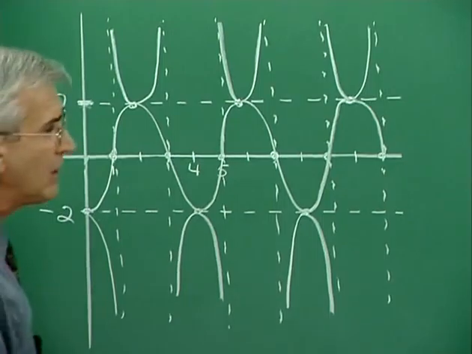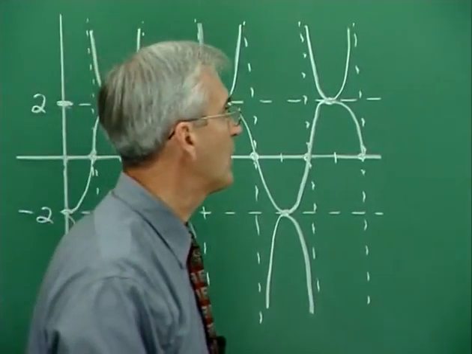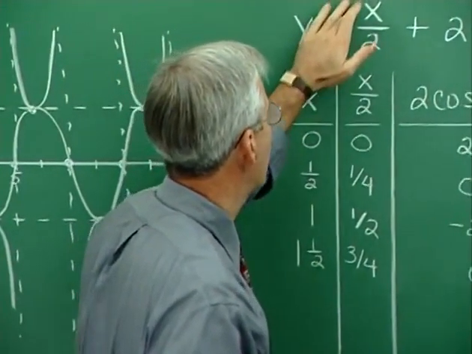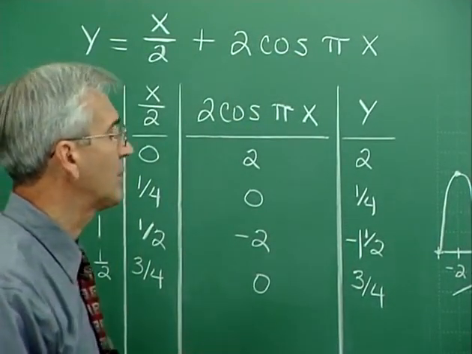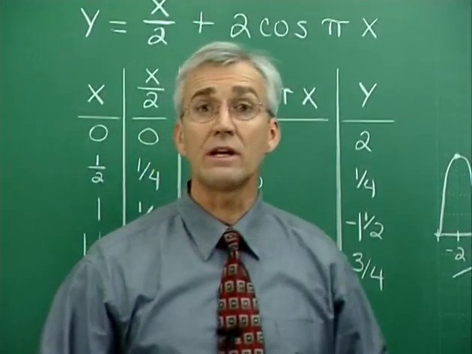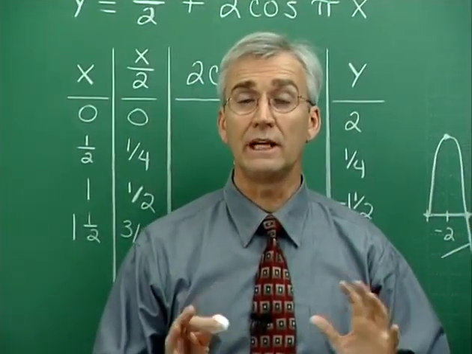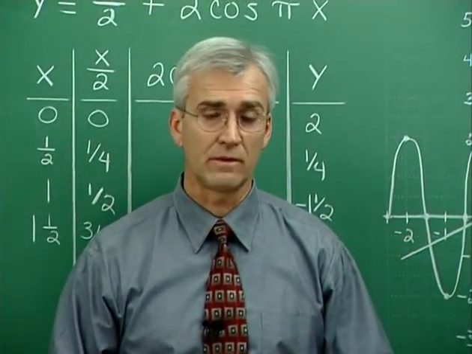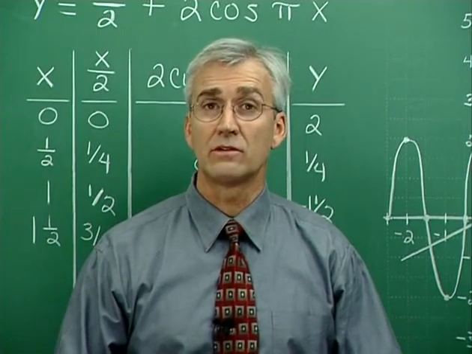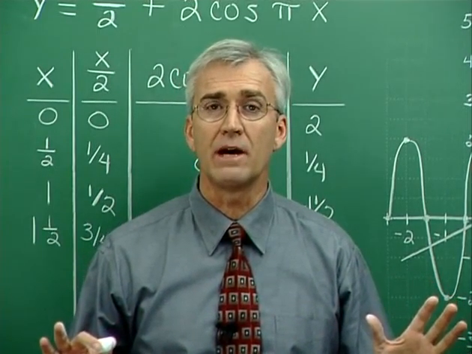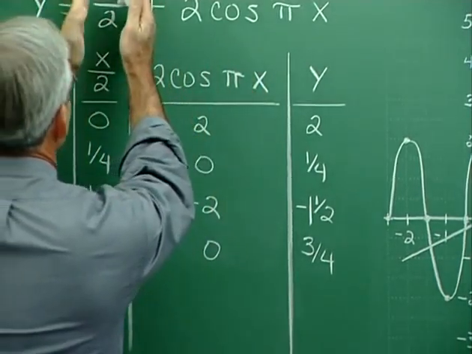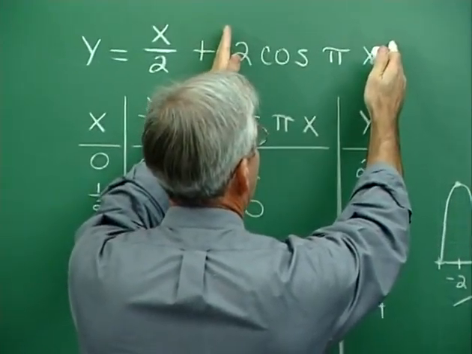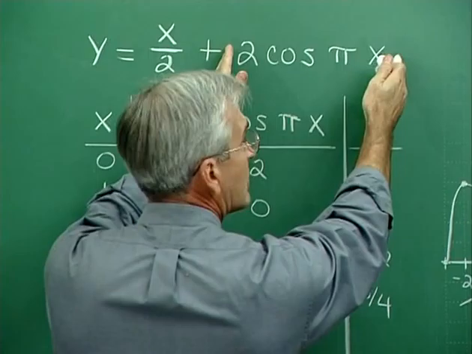All right, here's another rather interesting situation. We have y equals x over 2 plus this cosine business. And it looks real complicated. And there are actually three techniques that I want to show you for dealing with the graph of this equation. One of them is just a fundamental point plotting method, and you build a table of values by thinking about the x over 2 and the 2 cosine pi x sort of as separate ideas.